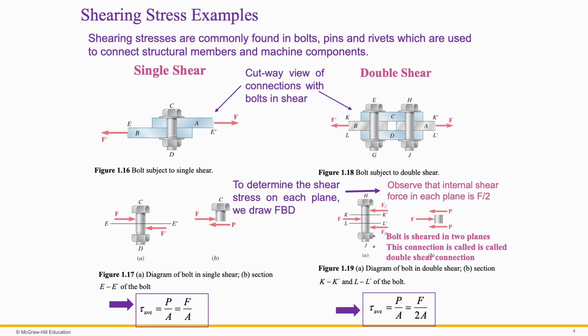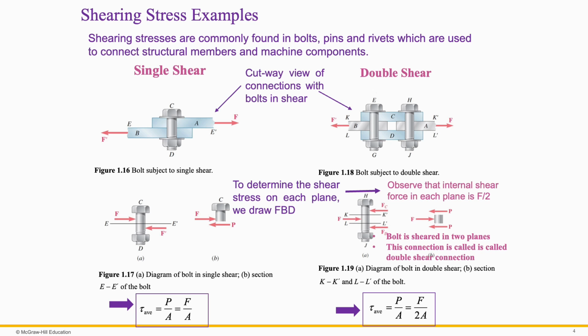Let's now look at some practical examples of shearing stress, especially in fasteners like bolts and pins, components that are used to connect parts of machines and structures. We will start with single shear. Please look at figure 116.